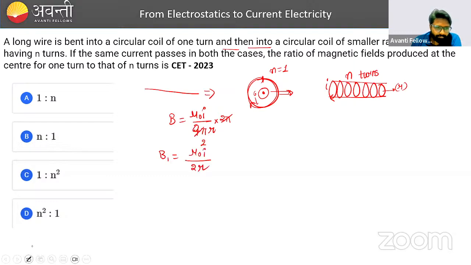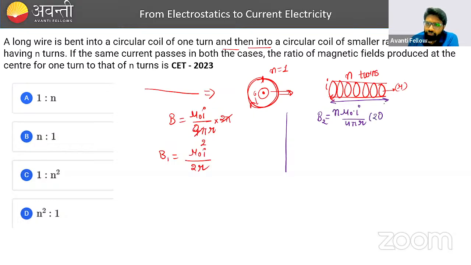How much will it be in the second case? In the second case, B is equal to... see, it is the same wire, the wire is the same. Many students will think that this becomes a solenoid, no. Until and unless mentioned in the question, you cannot assume that this is a solenoid. Okay, clear? So here the magnetic field formula will be the same, but the only thing that would change here is the radius, and you should multiply it with N. Okay, into theta, which for that also is 2 pi.